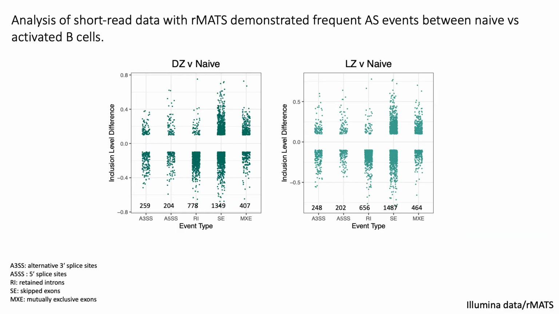We first checked the alternative splicing events which were significantly changed between naive and dark zone and naive and light zone populations. We performed rMATS analysis for short read data, which is a tool for alternative splicing analysis specific to short read data sets. As you can see, in each pairwise comparison between naive and activated cell populations, we are able to see robust changes for each differential splicing pattern.